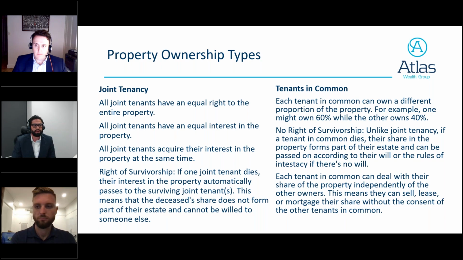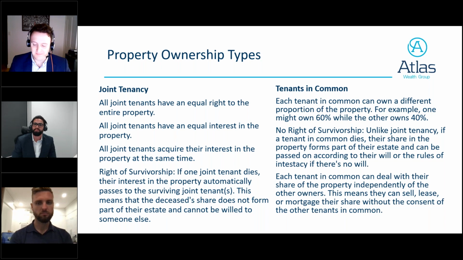I had a conversation today with a client who didn't understand the difference, so I thought, what a great opportunity to actually talk about it. Joint tenants: when Jack and I go and buy a new house together as joint tenants, we own it equally, 50-50.